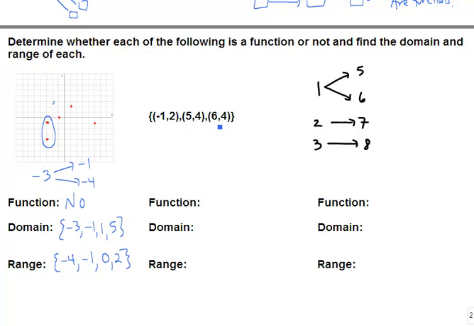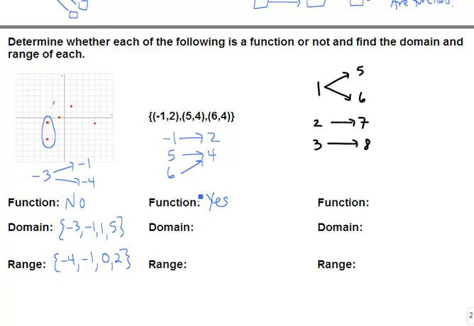Sometimes it's easy to determine if something's a function or not by rewriting it as sort of a mapping. So this would be the same as taking -1, mapping it to 2, taking 5, mapping that to 4, and 6 also gets mapped to 4. So this is a function because I have no double arrows coming out of any of these inputs. Notice that the y value 4 did get used twice, but we didn't use any x value twice. So that's why this is a function.